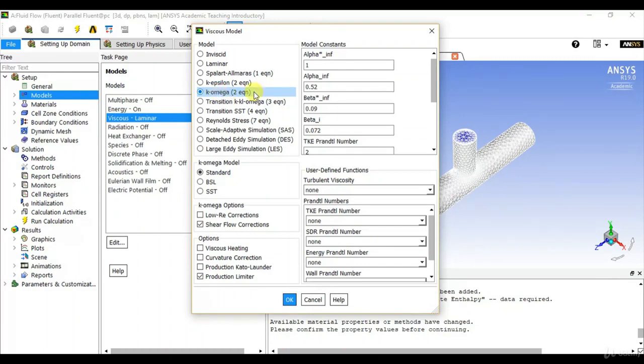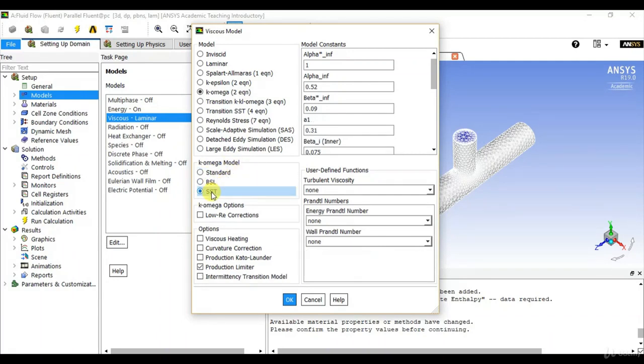There are 3 types, but this is a new type. There is no information about that, so I don't know. And we have talked about standard. Now we will talk about SST.